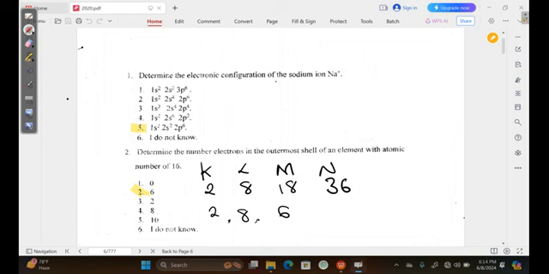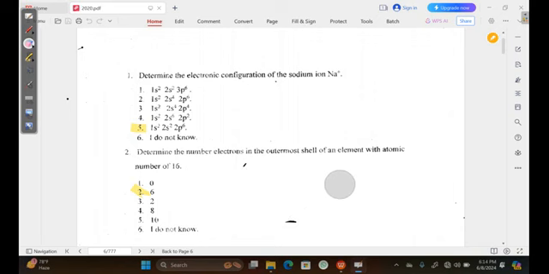So what is the last shell? We have the M shell, right? And what's in the M shell? We have our 6 there as the number of electrons in the outermost shell. So based on that, we can deduce that option 2 is actually our answer there. Okay, so we can move on to the next question.